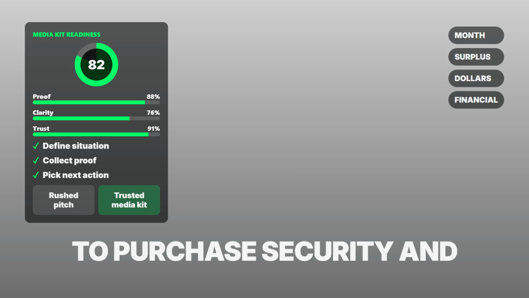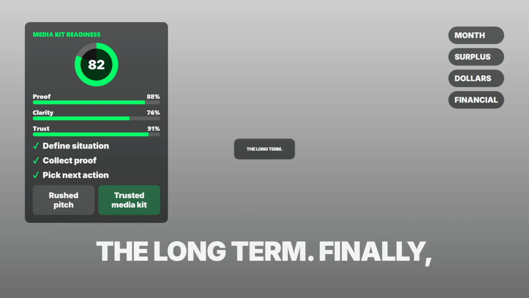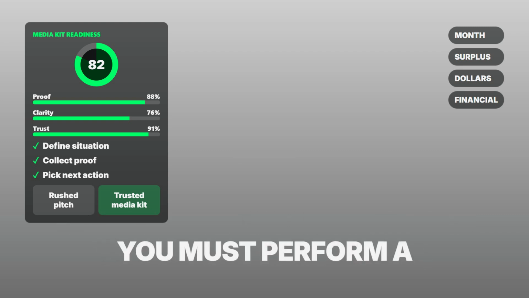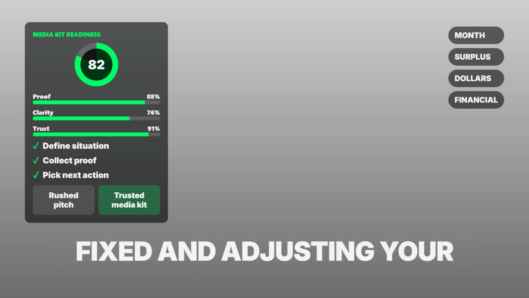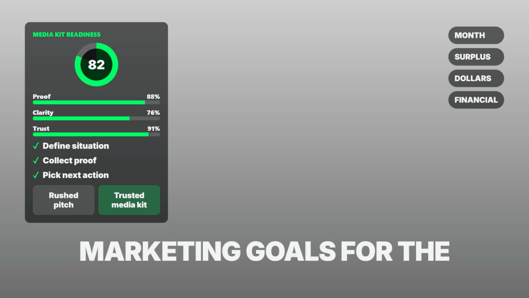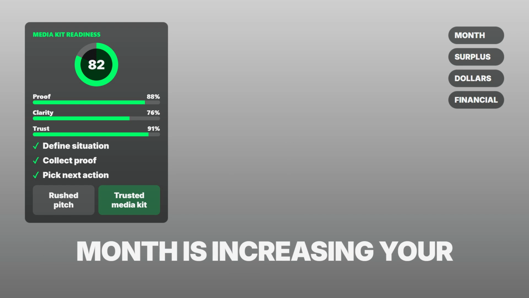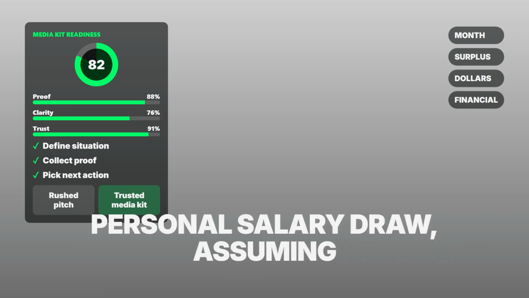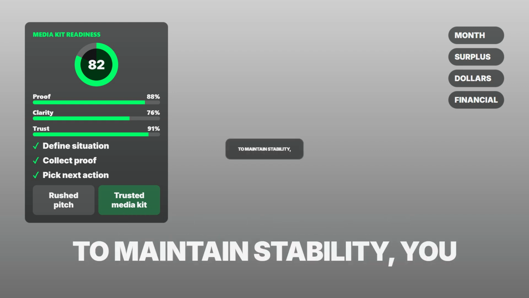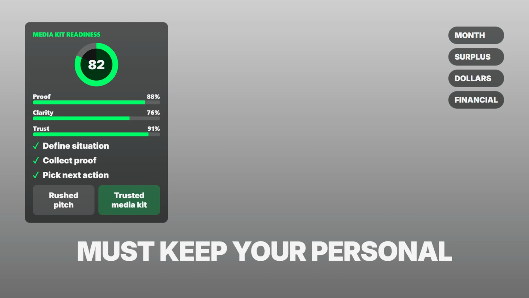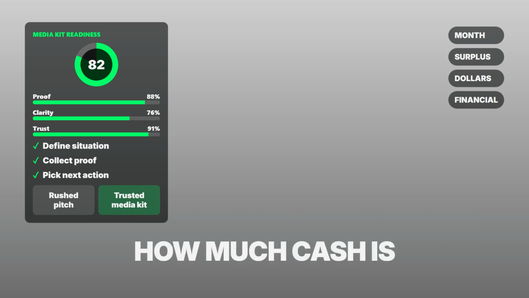Finally, you must perform a budget reset by keeping your personal salary draw fixed and adjusting your marketing goals for the upcoming quarter. A common mistake after a big month is increasing your personal salary draw, assuming that your new revenue level will continue indefinitely. To maintain stability, you must keep your personal paycheck at your calculated rolling average, regardless of how much cash is sitting in your business checking account. The extra money remains in your business buffer to support you during future slow months.